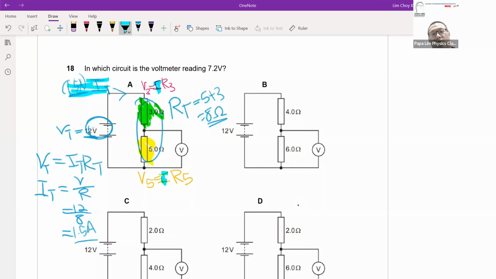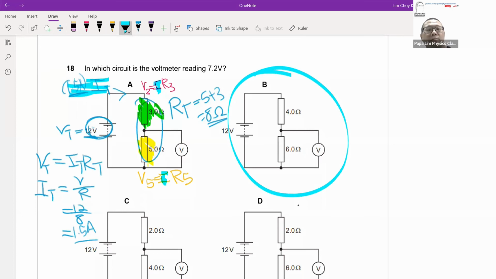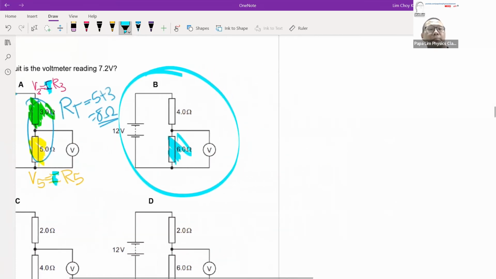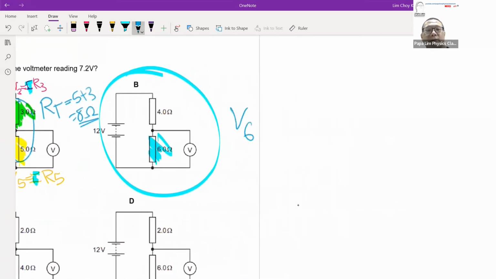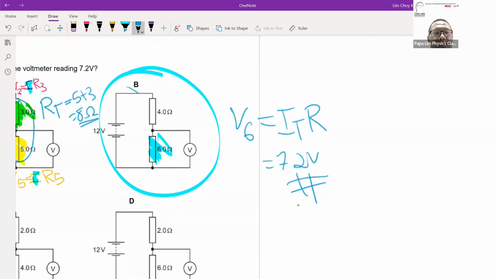So if I do this for option A, B, C, D, I should be able to deduce the answer to be option B, whereby the potential difference across the 6 ohm resistor, with the current in the circuit flowing across it, I should be able to get 7.2 volts for V6. The current is the same thing, IT.